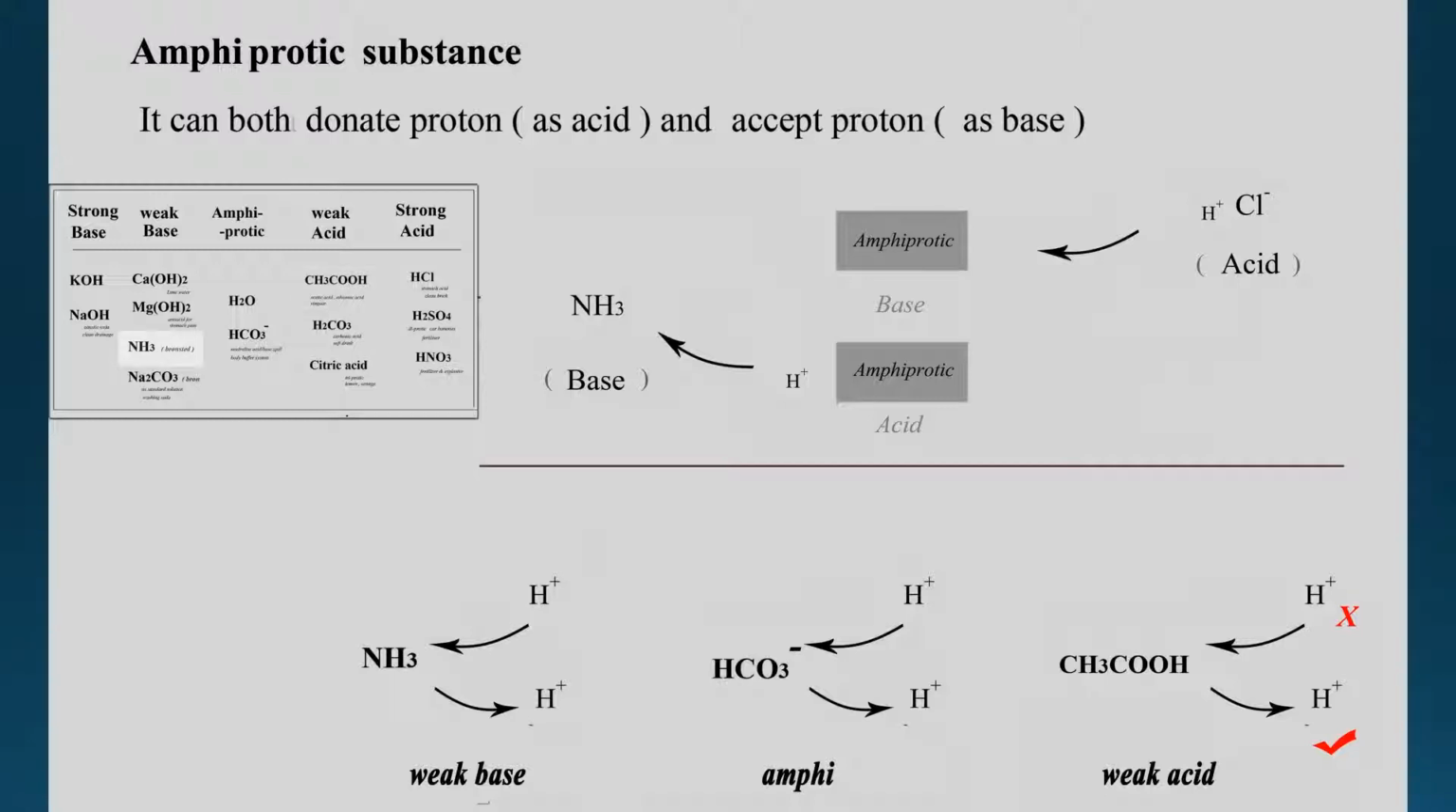Now let's look at a weak base, ammonia. Can ammonia accept H+? Yes, of course. That is what ammonia does. It is a strong H+ acceptor. But can ammonia donate H+ and easily become NH2-? No. So you can see that in these two situations, one will only work as a weak acid and the other will only work as a weak base. Now let's look at the middle, amphiprotic.